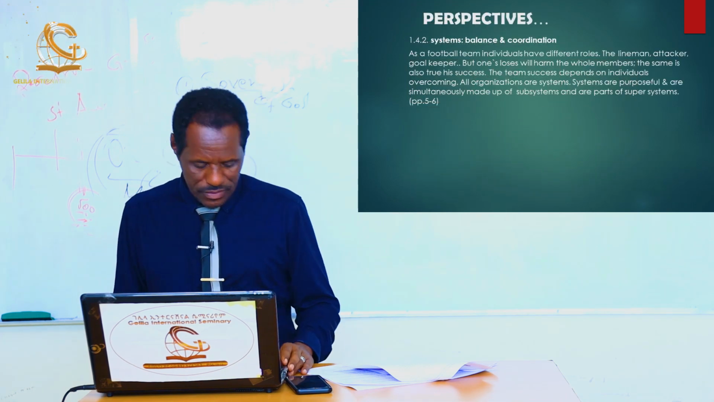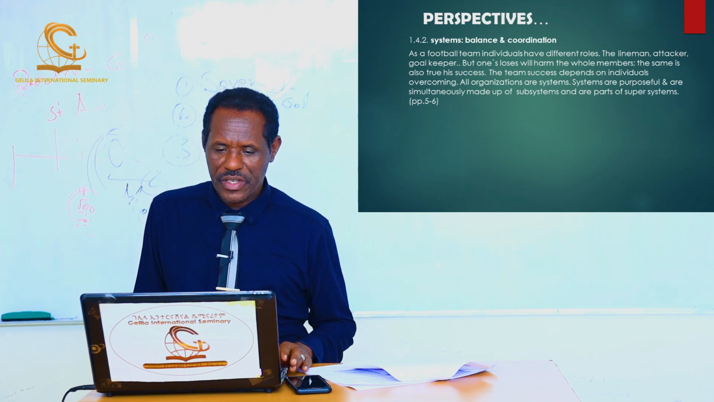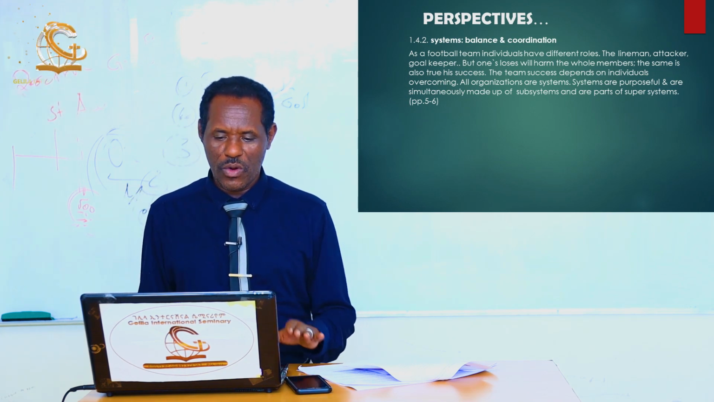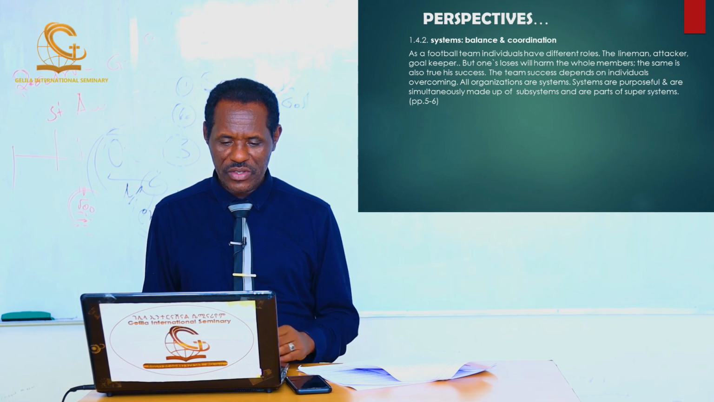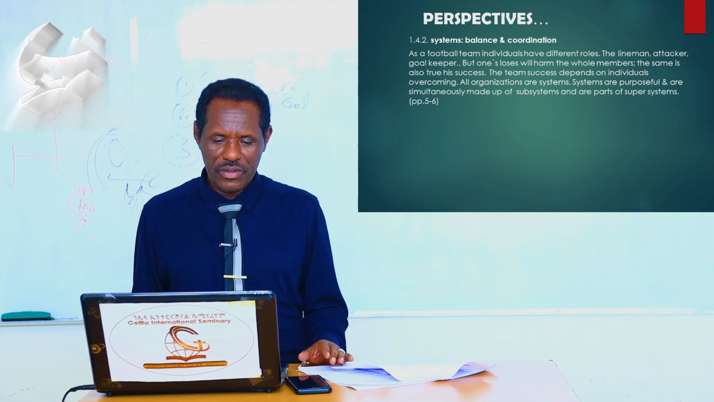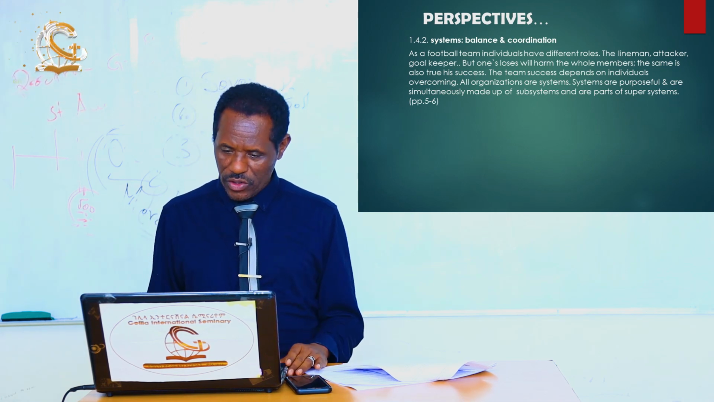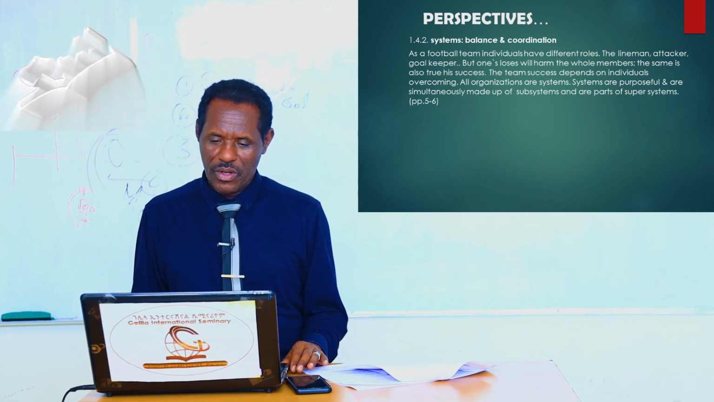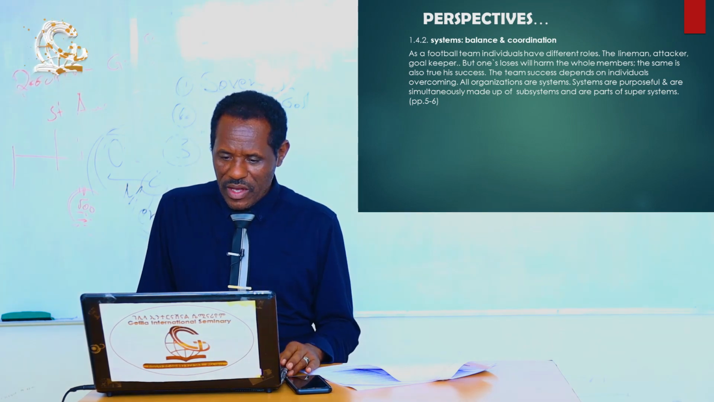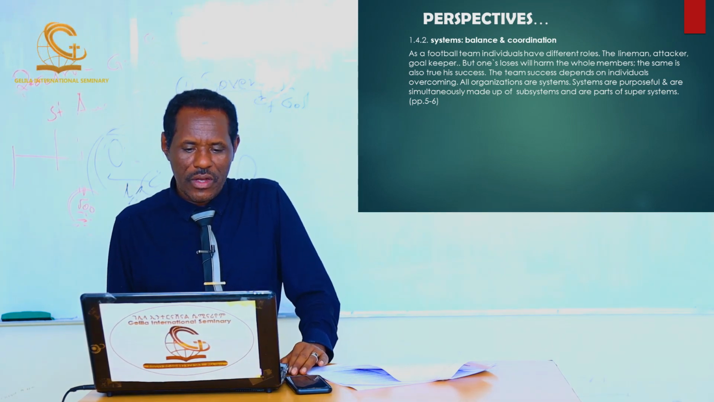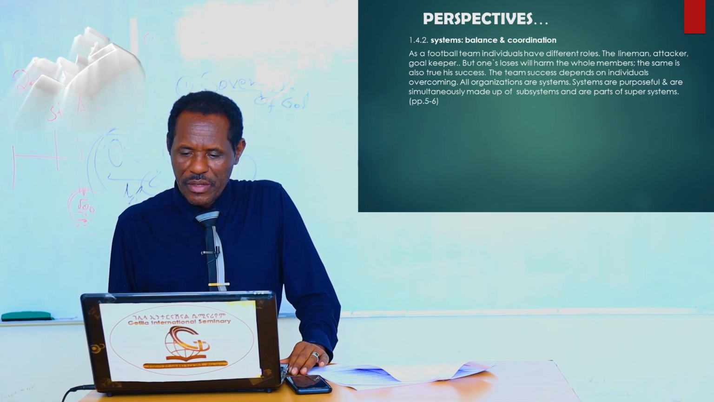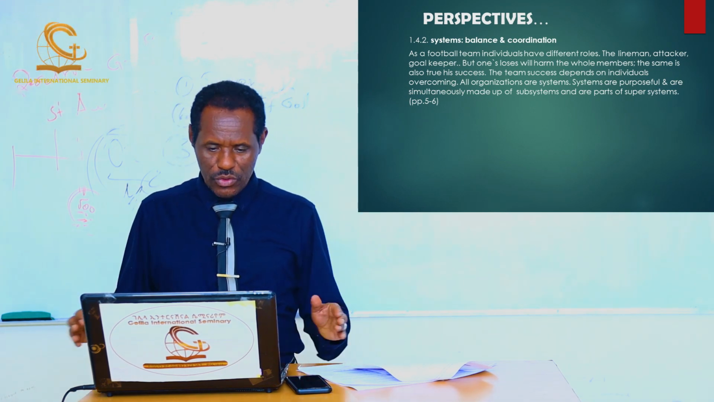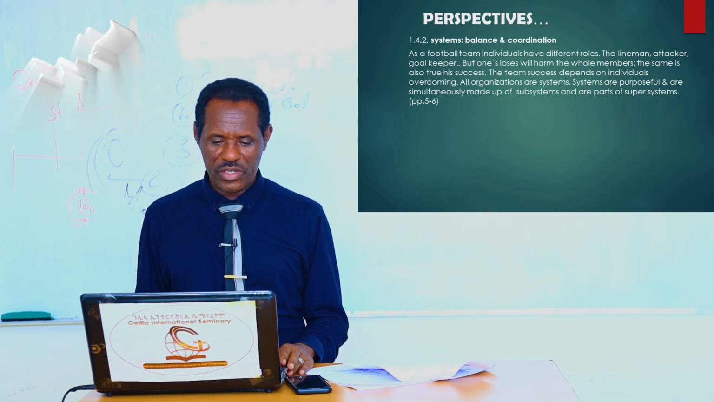On your module, please see pages 5 to 6, systems, balance and coordination. It looks like a football team, where individuals have different roles. There are different responsibilities. There are different players like the lineman, attacker, and goalkeeper. But one loss will harm the whole team members. So one individual's mistake will destroy the team's points as well. The same is also true of success. Success is based on individuals and grows to the team. The team's success depends on individuals overcoming.